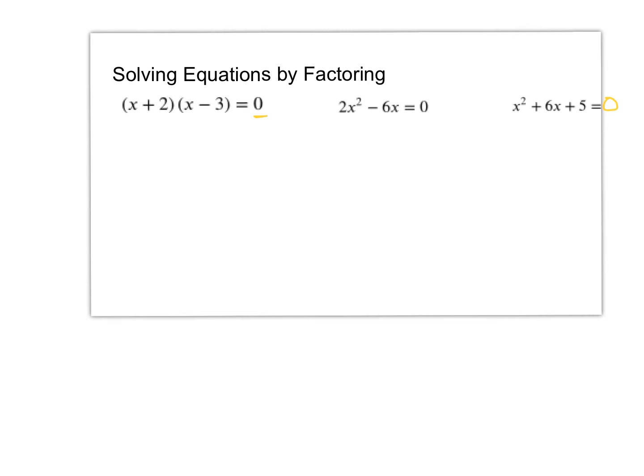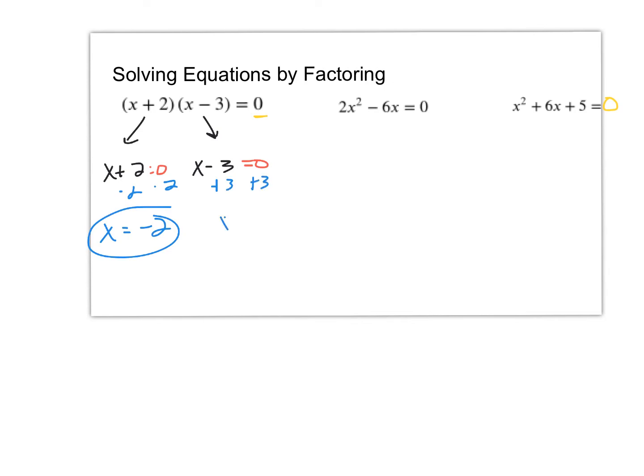So since that's true, we don't have to factor. So we're going to pull the piece apart, set the pieces to 0, and solve the equation. So here minus the 2. So x equals -2. Add the 3. So x is equal to 3.